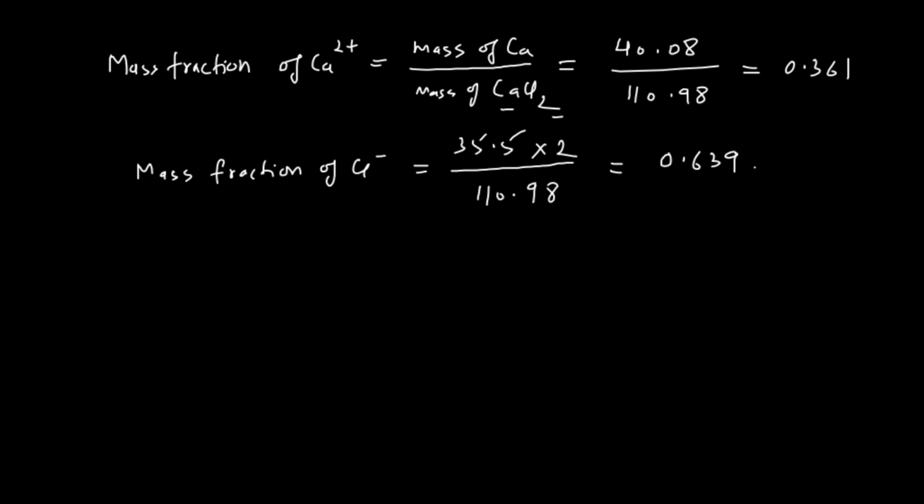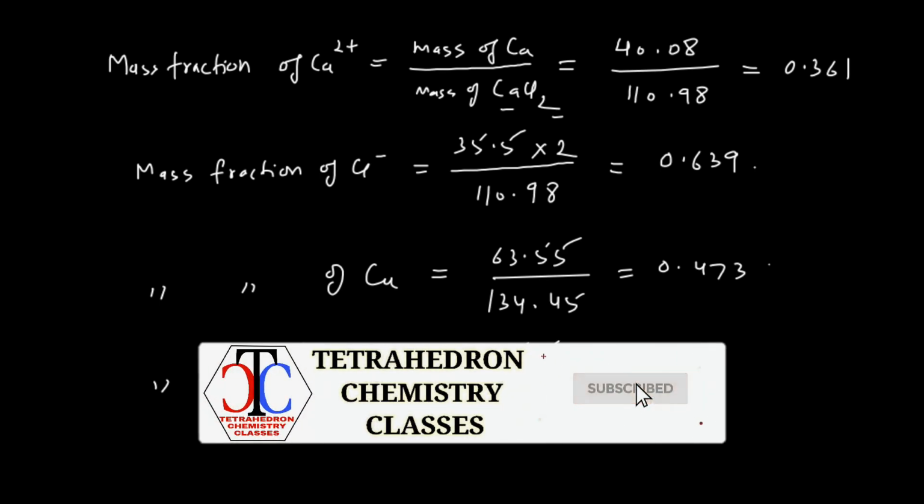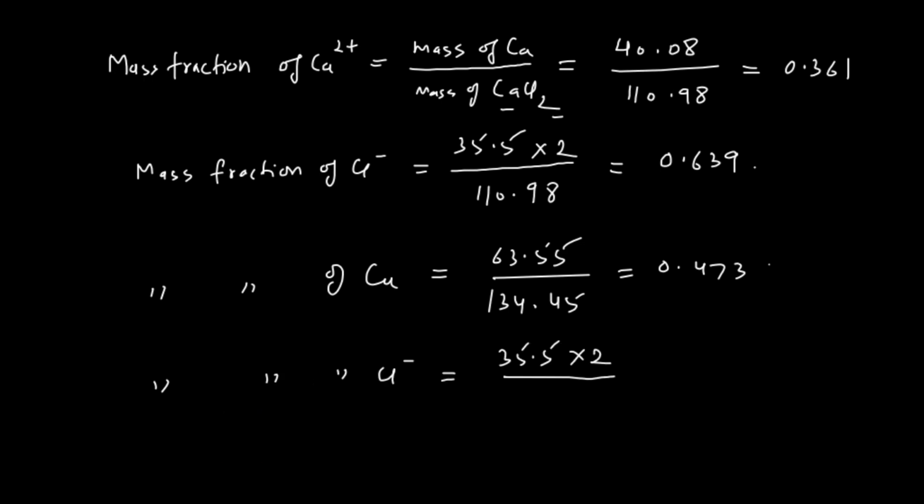And then calculate for copper. Mass fraction of copper, and the atomic weight of copper is 63.55, and your CuCl2 is 134.45. This will give you 0.473. The mass fraction of chloride from here is 35.5 multiplied by 2 divided by 134.45, and this will give you 0.527. So these you have calculated.